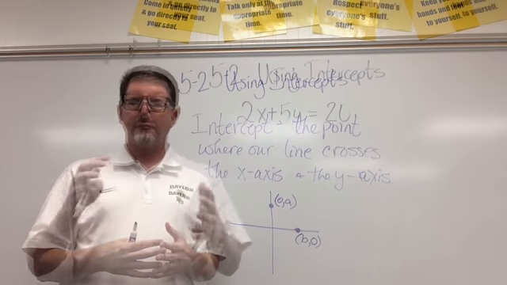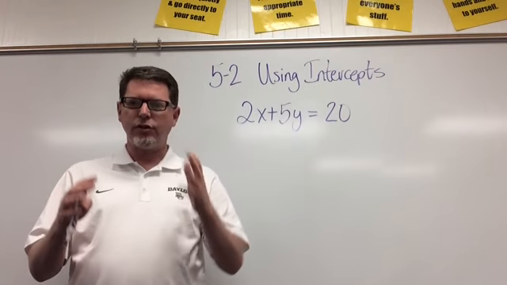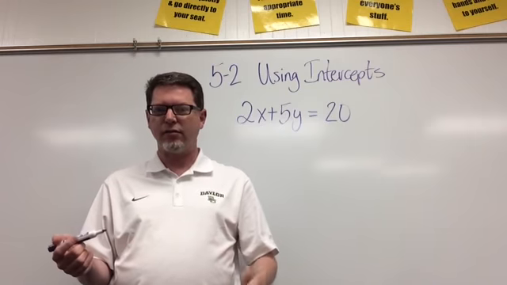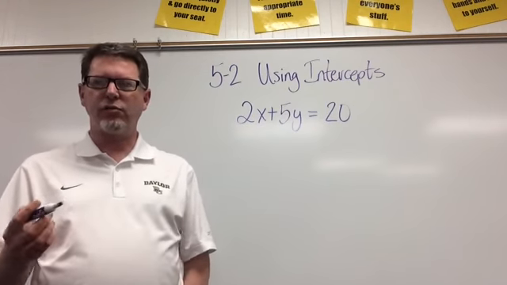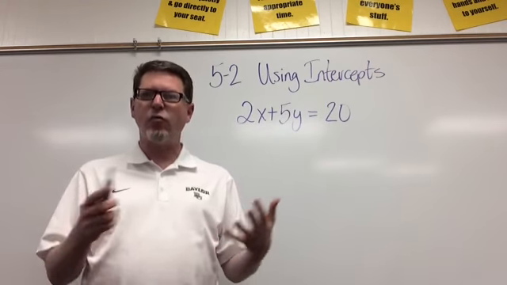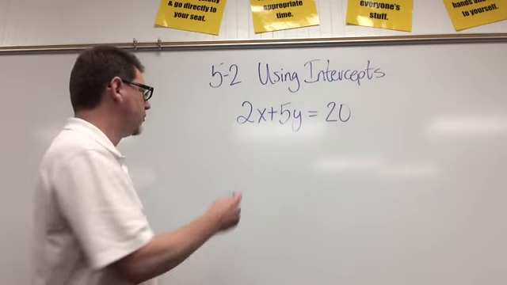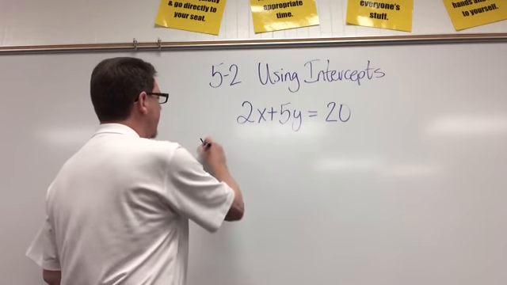That's important to know for us to use in the next part of graphing equations with intercepts. So let's say I'm given the equation of a line 2x plus 5y equals 20, and we remember from yesterday that this is in standard form. So 2x plus 5y equals 20. I want to find the x-intercept and the y-intercept to figure out how I could graph this line.